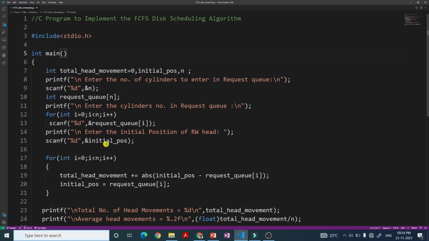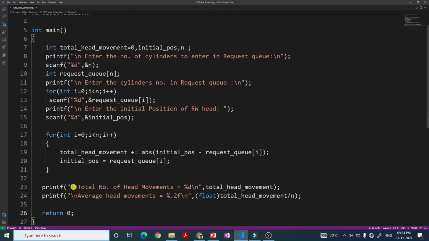Okay, so these are the three inputs: the number of different cylinders, the actual cylinders in the request queue, and the initial position of the read write head. After that, you can see we have done some processing, and finally we have printed the two outputs. The first is the total number of head movements, with the help of the total head movement variable. You can see the total head movement variable is initially 0, so it is like a counter variable. And the average head movements we have printed this way.